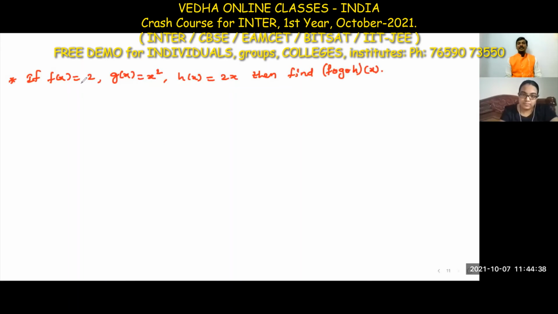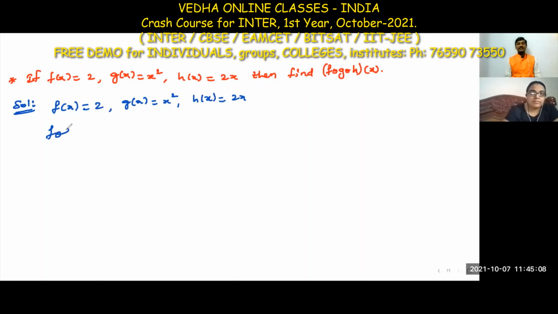So the next question. If you have any doubt, you will get clarity here. This question is also related to that. All these three are similar. What is given here? f of x is equal to 2, g of x is equal to x square, and h of x is equal to 2x. Find f circle g circle h of x. If you remove this bracket, it is f of g of h of x.